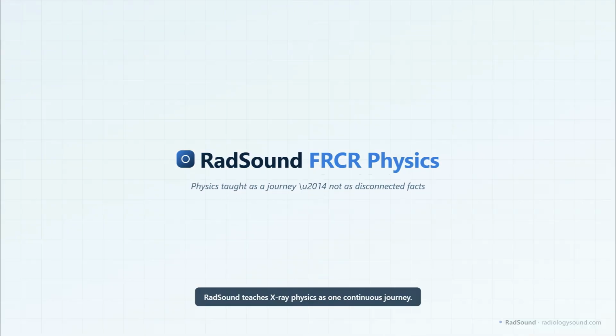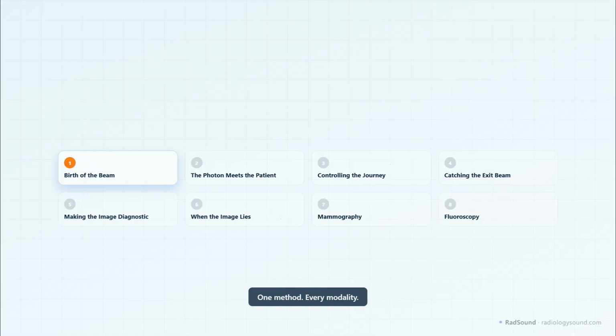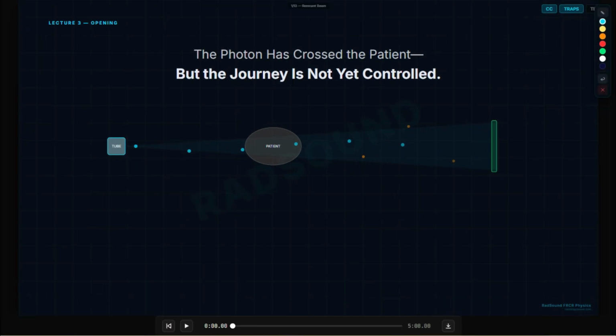We started with the source, then to the patient, to the signal, image formation, optimization, and subtraction. Let us optimize our remnant beam by removing scatter radiation. The journey is not yet complete. So look at the remnant of the beam, a mixture of primary photons and unwanted scatter.